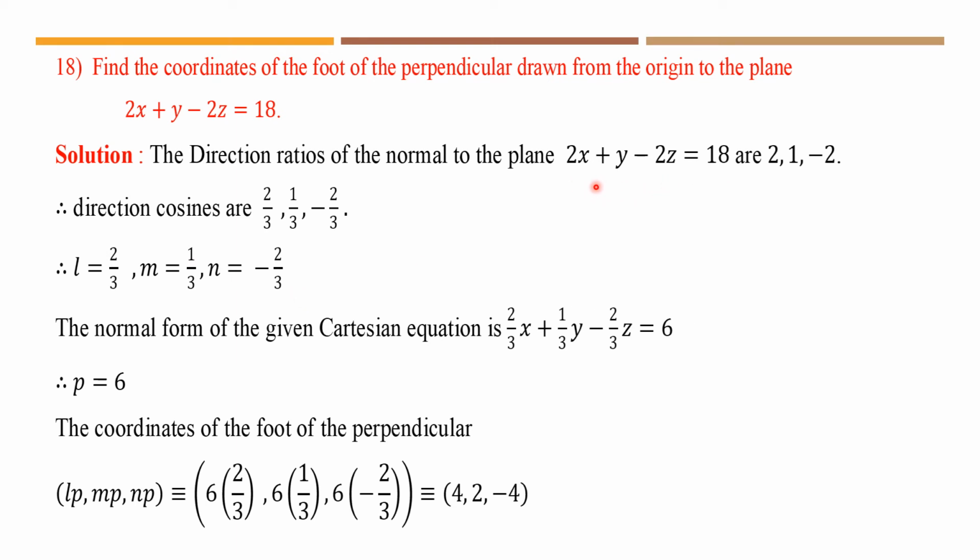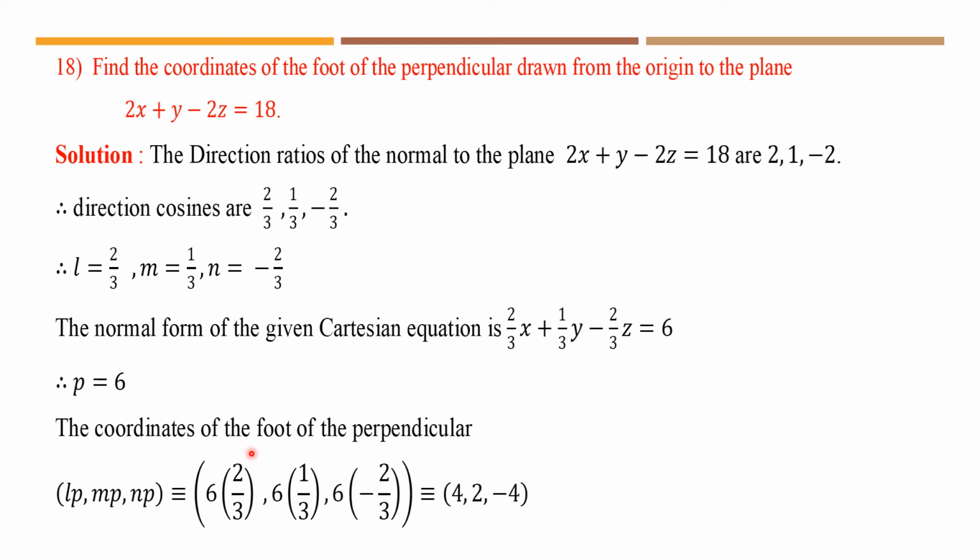Therefore, divide this equation by 3 on both sides. 18 divided by 3 is 6. Dividing separately, we get 2 by 3 into x plus 1 by 3 into y minus 2 by 3 into z equal to 6. Here P is the perpendicular distance from the origin to the plane. Therefore, P equal to 6.